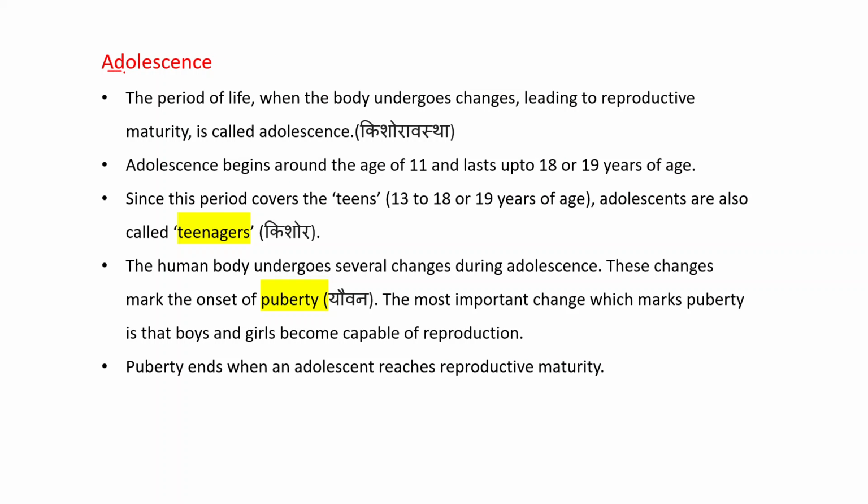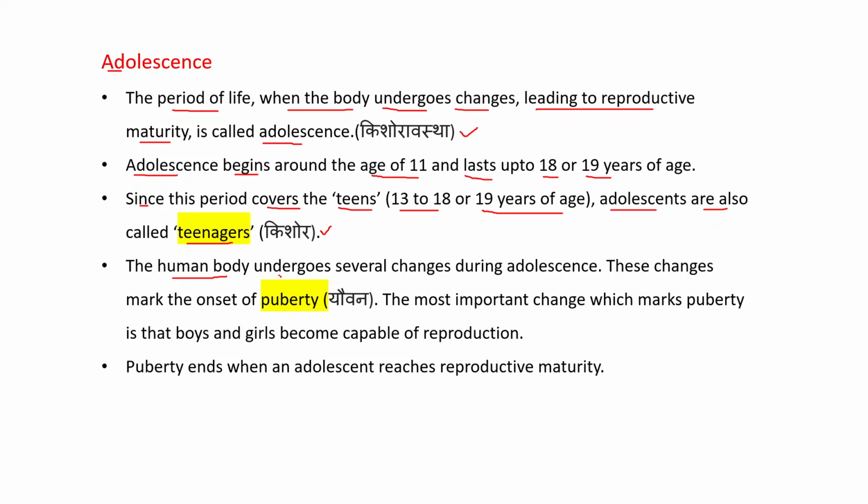First, coming to adolescence: the period of life when the body undergoes changes leading to reproductive maturity is called adolescence. In Hindi, Kishoravastha. Adolescence begins around the age of 11 and lasts up to 18 or 19 years of age. Since this period covers the teens, 13 to 18 or 19 years of age, adolescents are also called teenagers, that is Kishore.